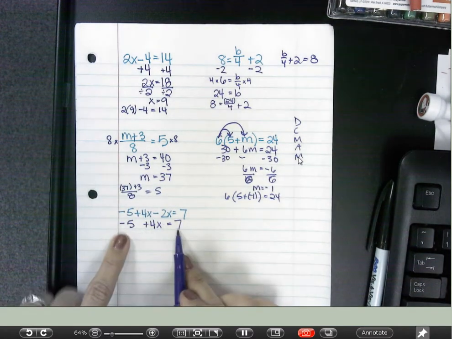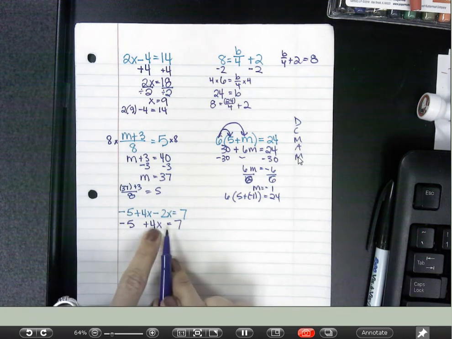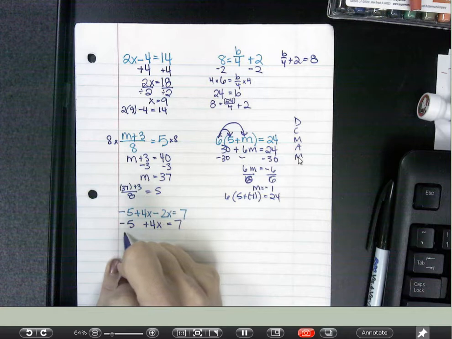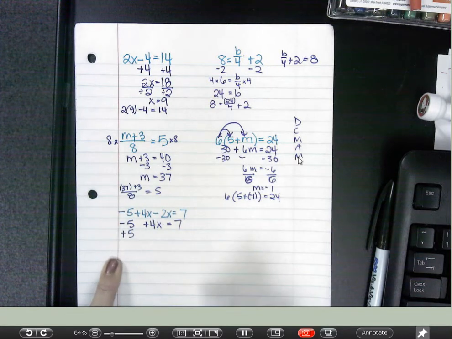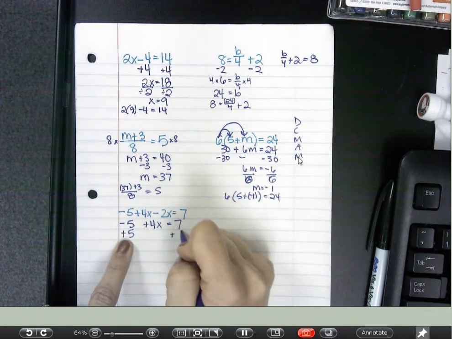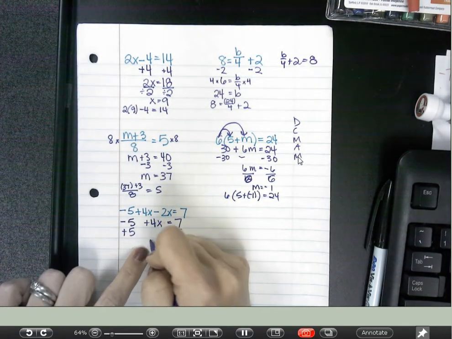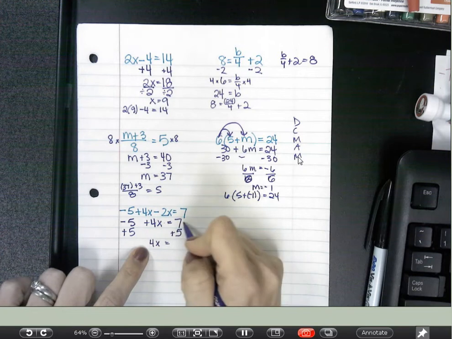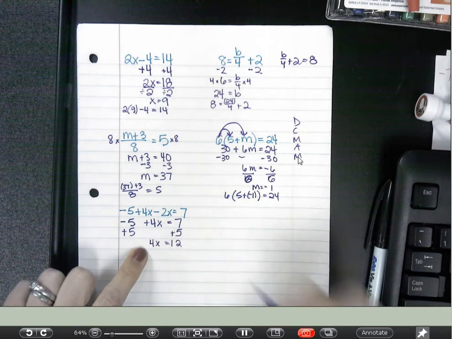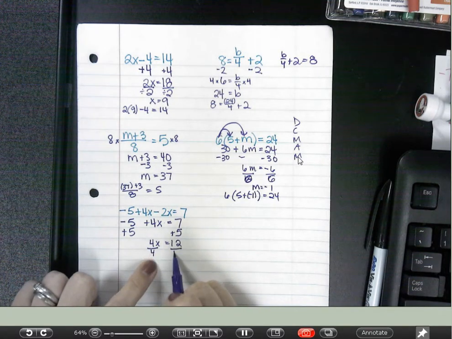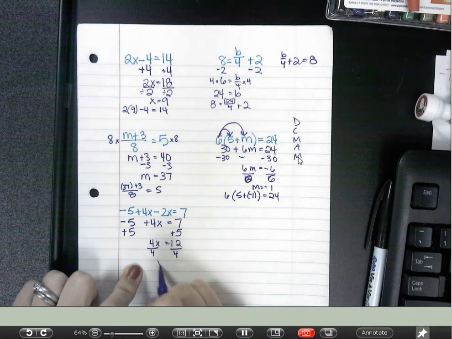So now I have a two-step equation. So I want to get to this, but I got to go through this first. So the opposite of subtracting 5 is adding 5. Whatever I do to one side, I do to the other. So that wipes out. I still have 4x over here. 7 plus 5 is 12. Then I look to see, what do I do next? And I had 4 times x. So now I have to undo that with dividing by 4. And that leaves me with 3.